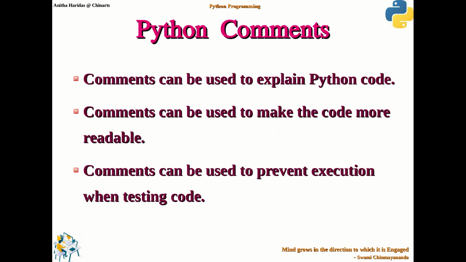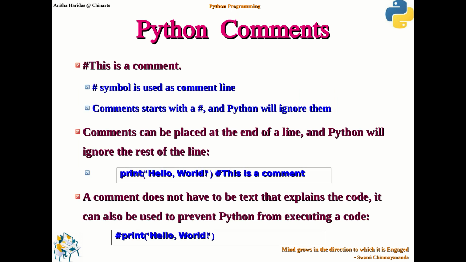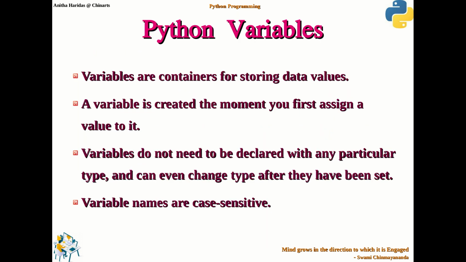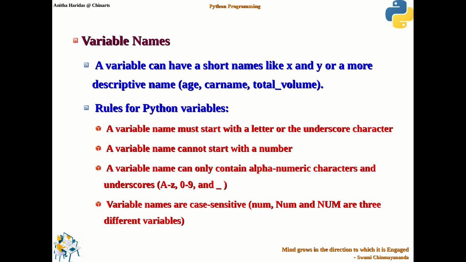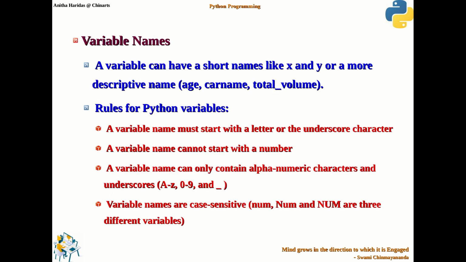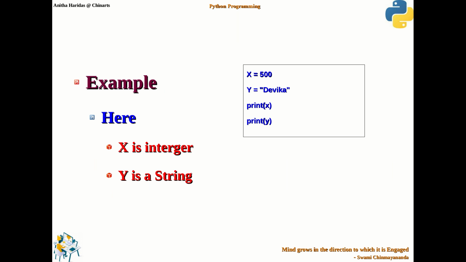programming code. Then we also talked about how comments are used in Python. There we talked about single line commenting and multi-line commenting. Then we also talked about what Python variables are, how to define a Python variable.